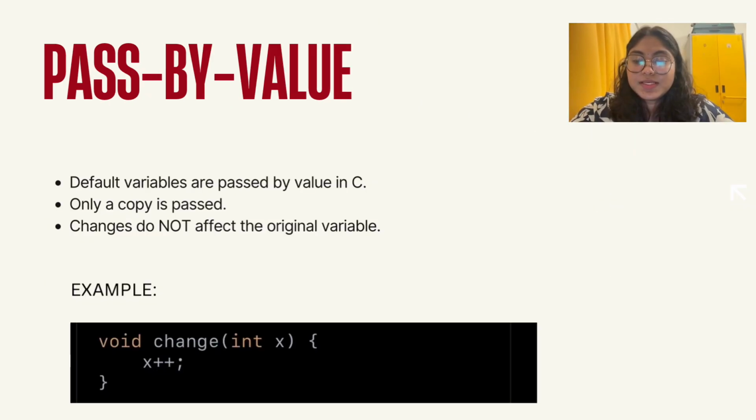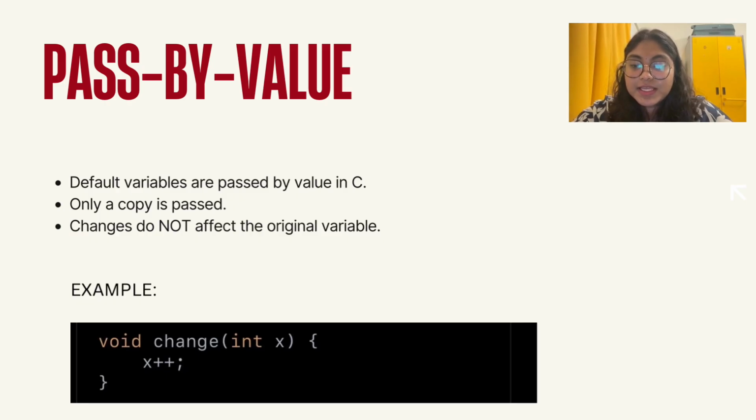The next one is pass by value. What is pass by value? In C, variables are passed by value by default. This means the function receives a copy of the variable, not the original one. The key point is only a copy is passed. Changes inside the function do not affect the original variable. It's safer, but it cannot modify the original data.